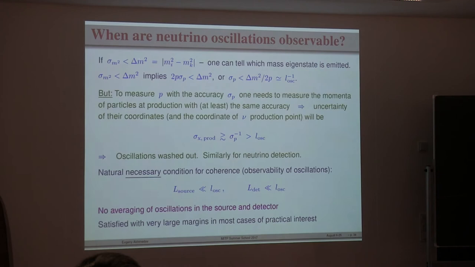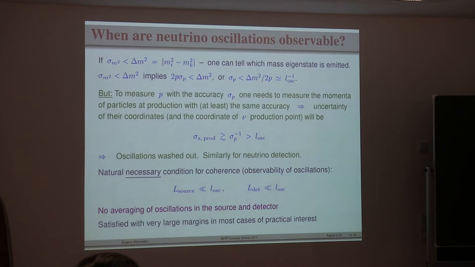So we destroy it only if the momentum uncertainty at production is smaller than the inverse oscillation length, or the coordinate uncertainty at production is bigger than the oscillation length. But then it's obvious that we cannot observe oscillation. If the uncertainty in the coordinate of the production point is bigger than the oscillation length, then we just average over all oscillations and we never see the oscillation pattern. So it's a very simple explanation.